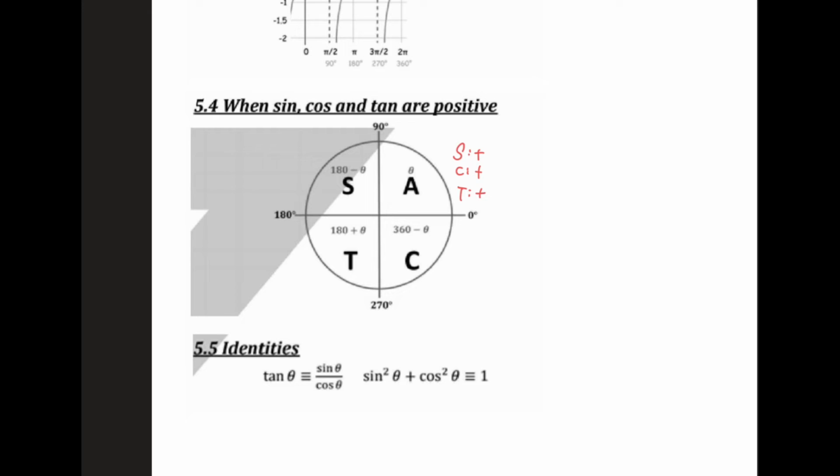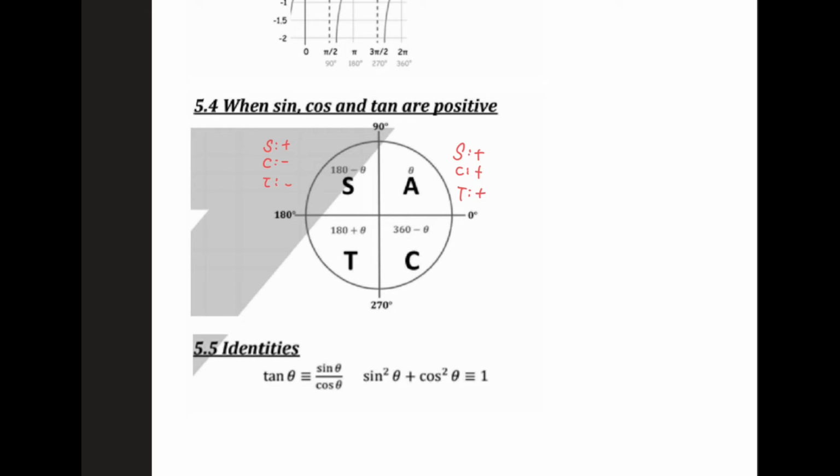Now when it comes to an obtuse angle in the second quadrant, we use 180 minus theta to find the obtuse angle. Then you can see in this second quadrant we use S. S means sine is positive. How about cos and tangent? They are actually negative.